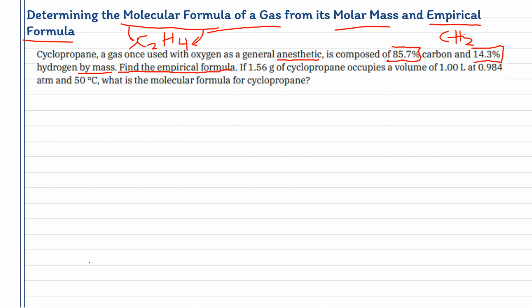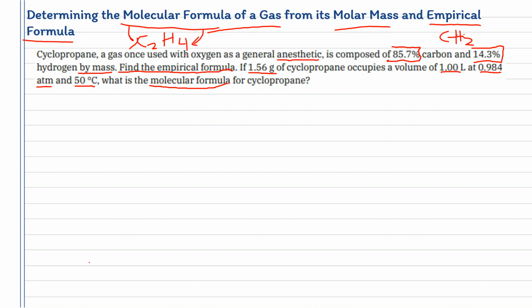Find the empirical formula. After you find the empirical formula, now they're telling you if you have 1.56 grams of this anesthesia and it occupies a volume of 1 liter at a pressure of 0.984 atmosphere and at a temperature of 50 degrees Celsius, what will be the molecular formula of this anesthesia, which is called cyclopropane?